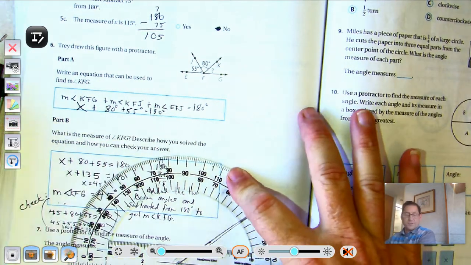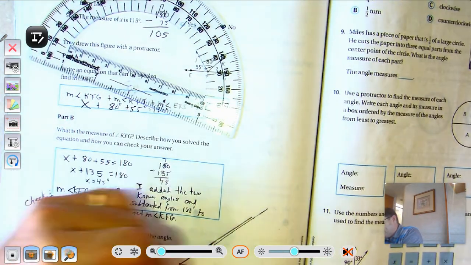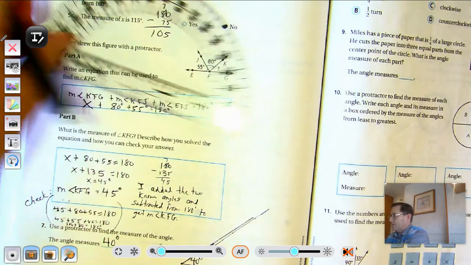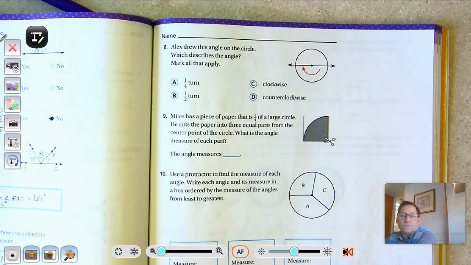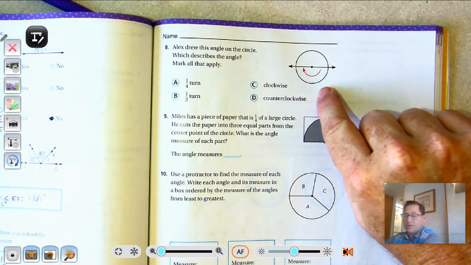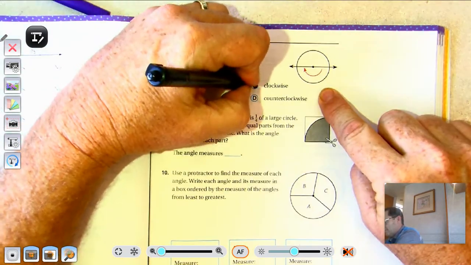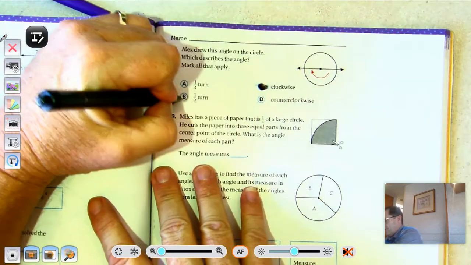Now it looks like a 40-degree angle. All right, number 8. Alex drew this angle on the circle, which describes the angle. So it's going this way, which will be in the direction of a clock, so clockwise. It's a straight angle, so that's half a turn.